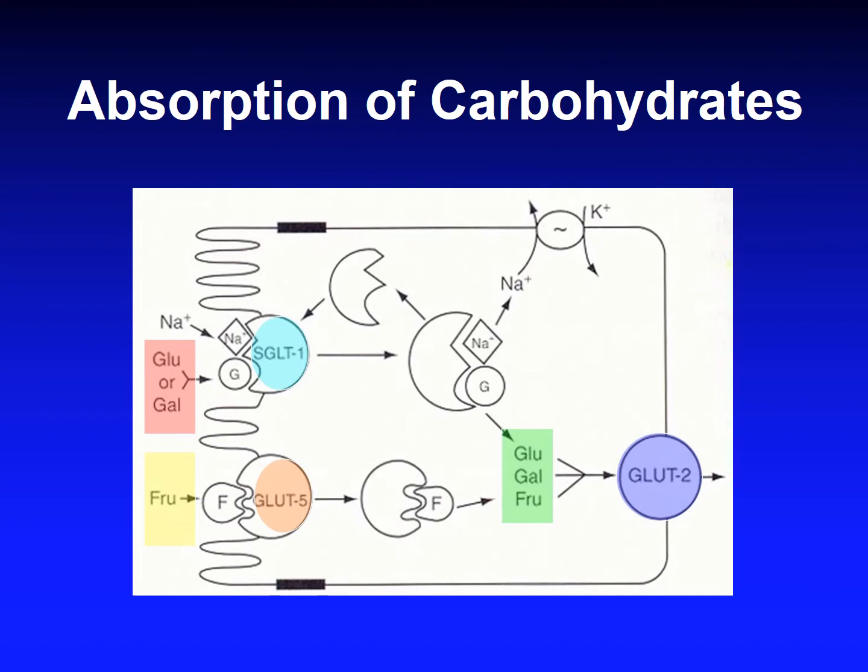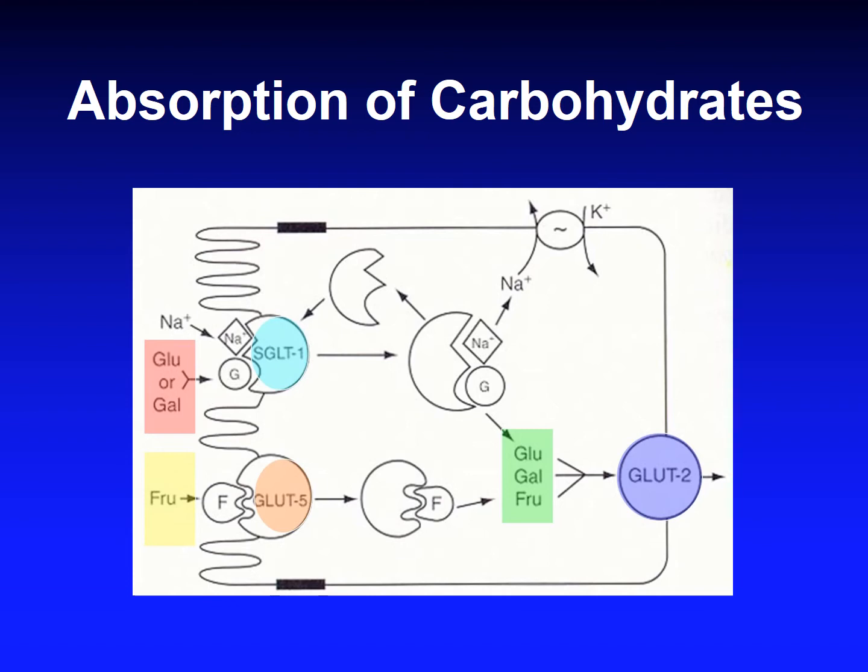I said three of them: trehalose, lactose, and sucrose are basically what we want to remember because 100% of them are digested by specific enzymes. Trehalase, lactase, sucrase. And the end product is going to be glucose, galactose, and fructose. This is the digestion of the carbohydrates.